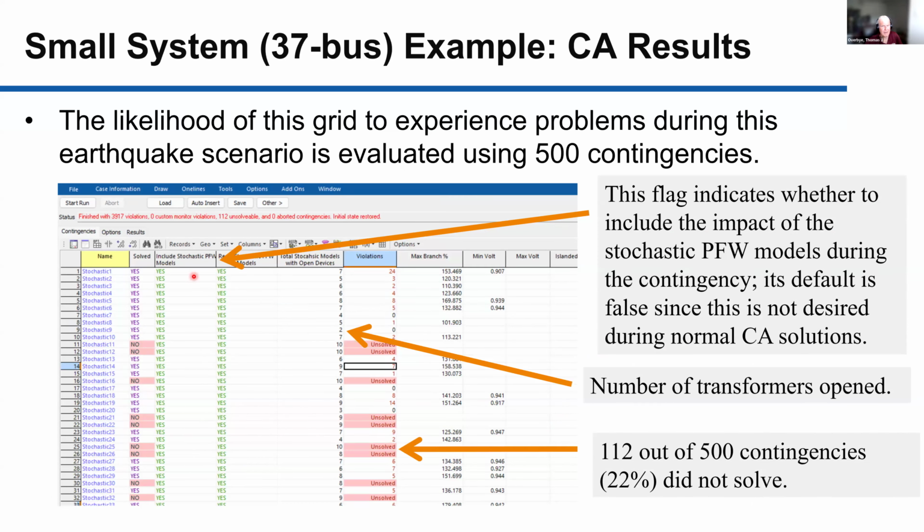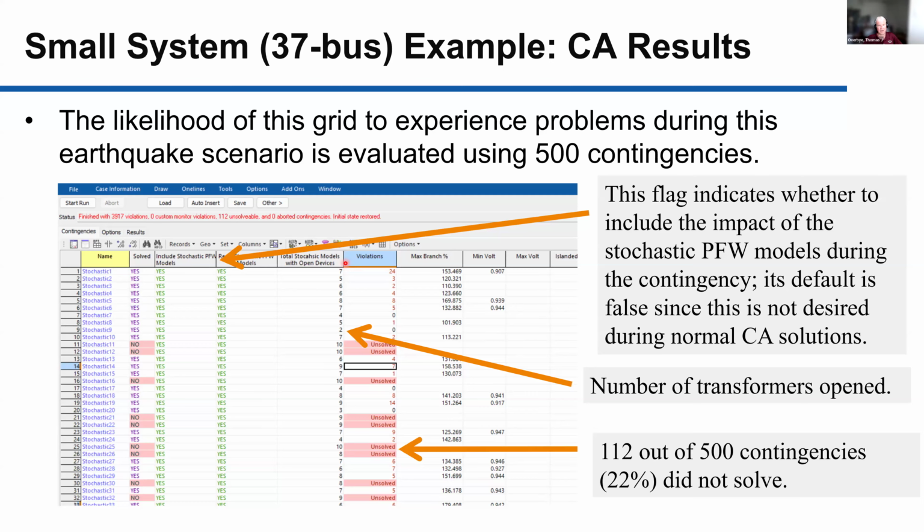So then they are set up in contingency analysis, and the only thing that you have to do is just tell contingency analysis to include the stochastic PFW models. If you insert blank contingencies, this is set automatically. The default is false, or don't include them, because we don't want regular contingencies suddenly having to deal with a whole bunch of stochastic inputs. And then as you go through each contingency, it is setting up dynamically the elements in that contingency. And this column here tells the number of models that were opened in that contingency. The first one opened 7 transformers, the next one 5, 6, 6, 8, 7, 4, and so on.